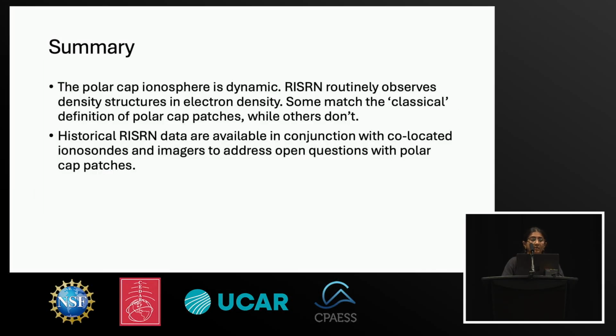So in summary, we need larger heterogeneous data, bringing them together to look at the polar cap density structures. But the RISR-N data are available in conjunction with a lot of co-located ionosondes, imagers, and FPIs for a while, including some scintillation receivers. The data, as most of you probably know, are available on the CEDAR Madrigal database and the SRI RISR database, and reach out to us if you would like to use them. Thank you.